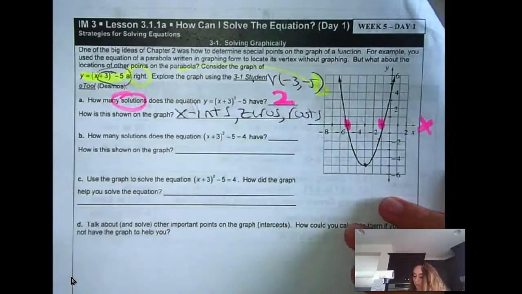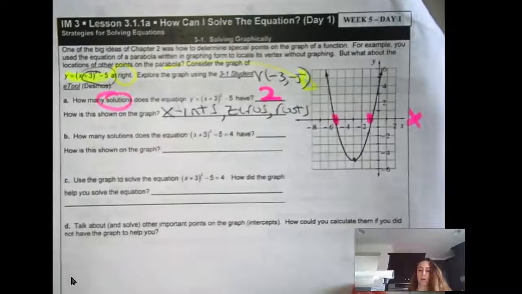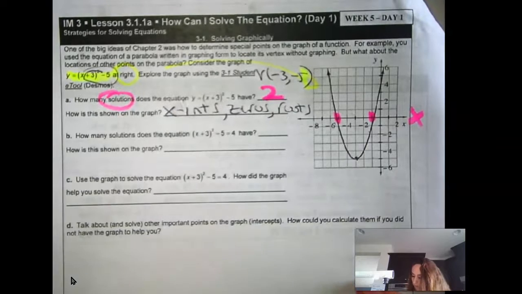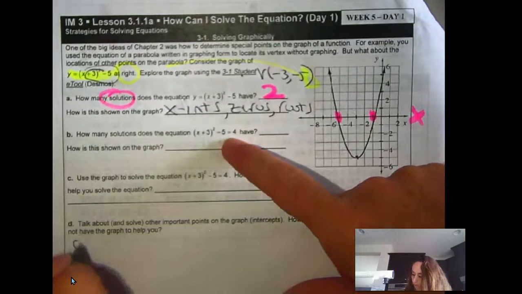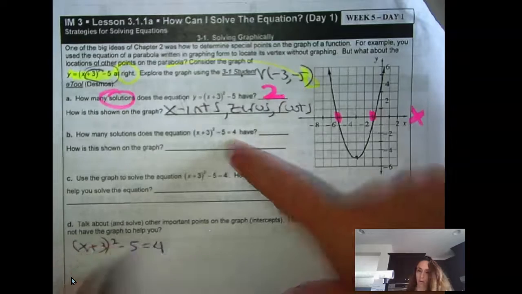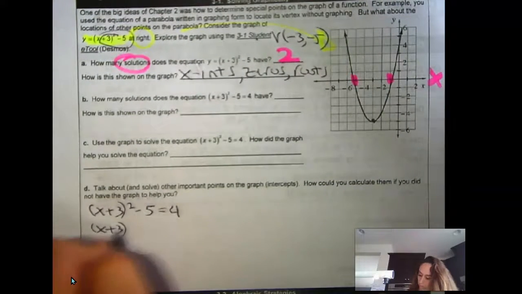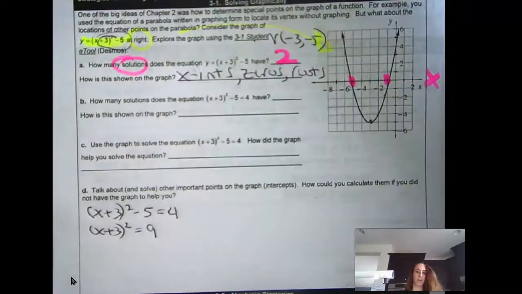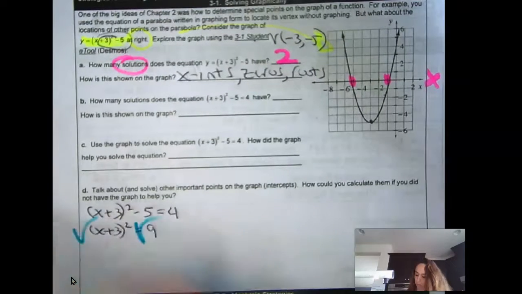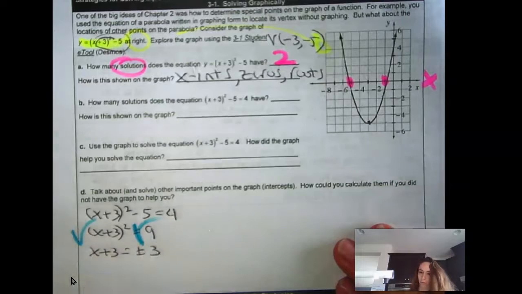Okay. What if I have this? They want to know how many solutions does that have? Well, let's find out. So I guess I could do that down here. So (x + 3)^2 - 5 = 4. All right, what would I do first? Add 5. What would I do now? Square root. Plus or minus, remember there's always 2 there.